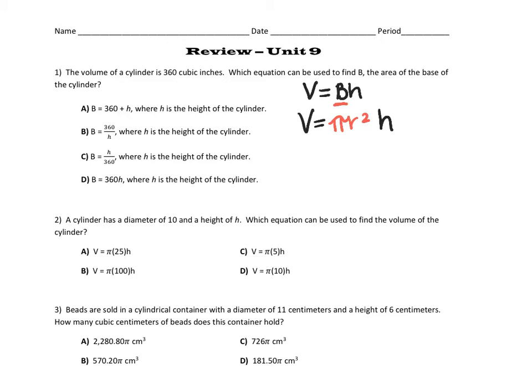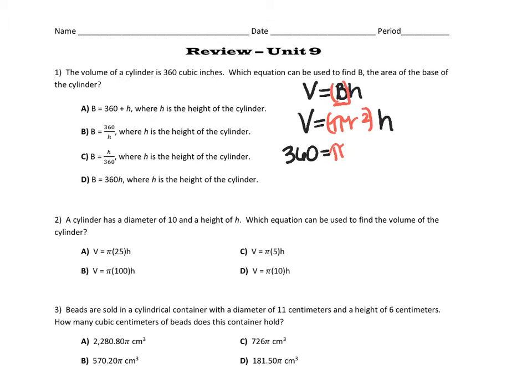So this takes over for that B because it's the base. It's a cylinder, so the base is a circle. Which equation can be used to find B, the area of the base, with a volume of 360? So I'm going to insert what I know. I know that this is 360. I don't know pi r squared. Okay, and then I know pi. I don't know r squared, and I don't know h.